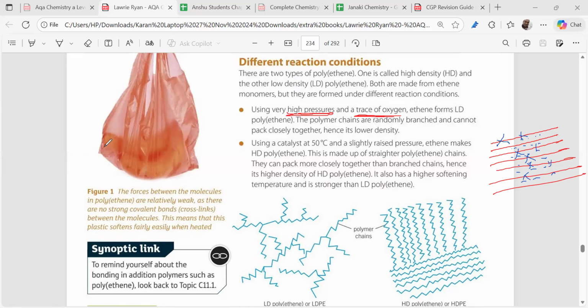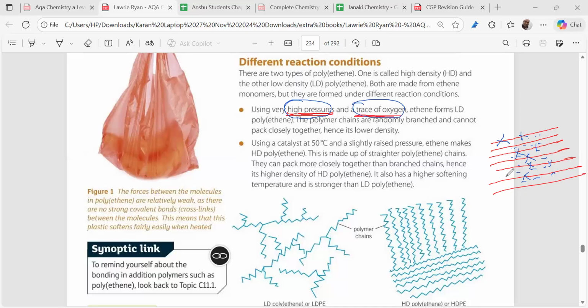Never. What we do in the high density polymer is make the polythene chains come closer to each other in parallel chains so that they exhibit more intermolecular force of attraction. In low density polymer, we use very high pressures and traces of oxygen. Why?